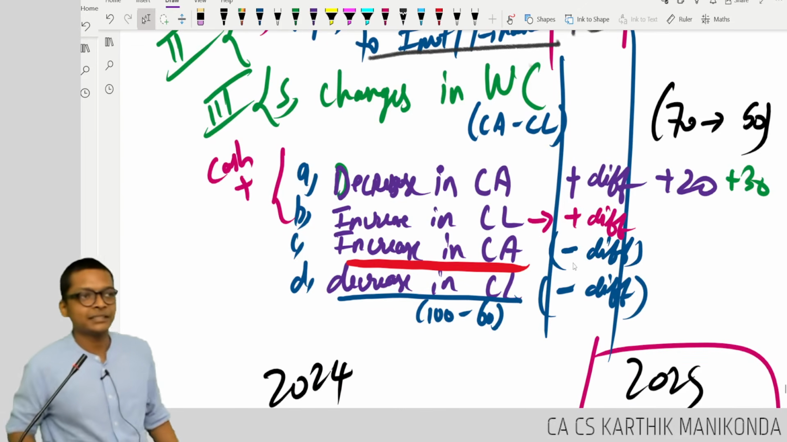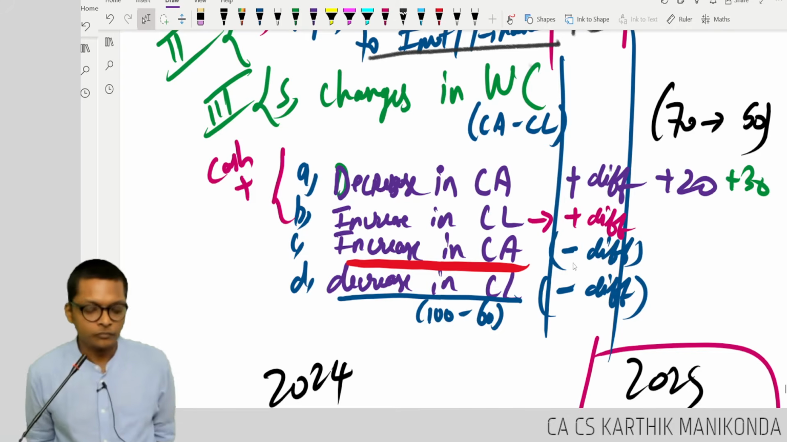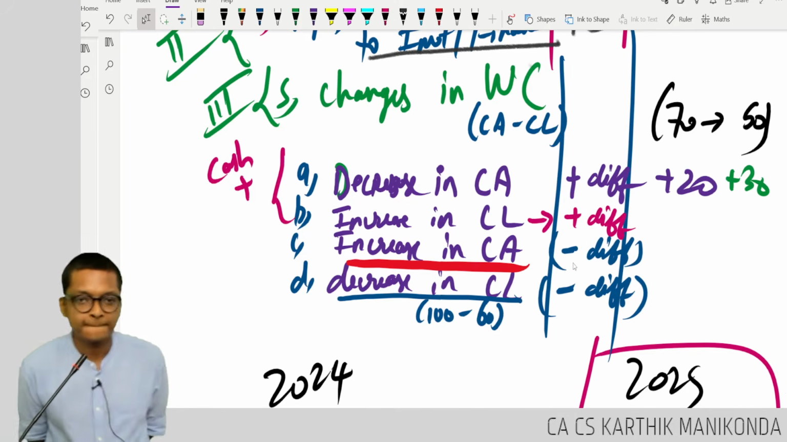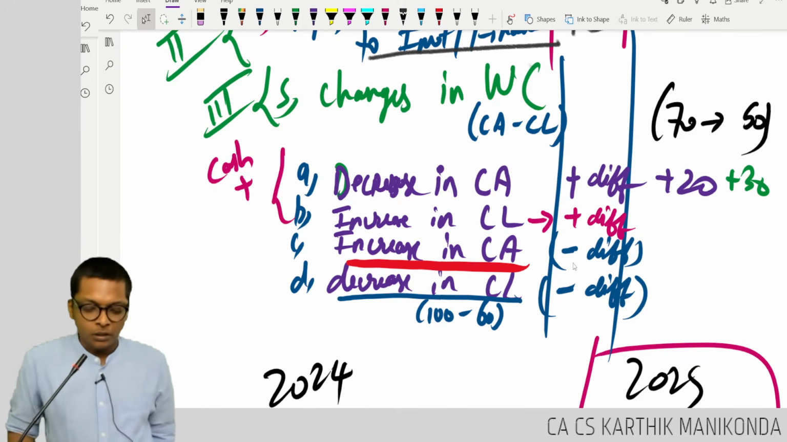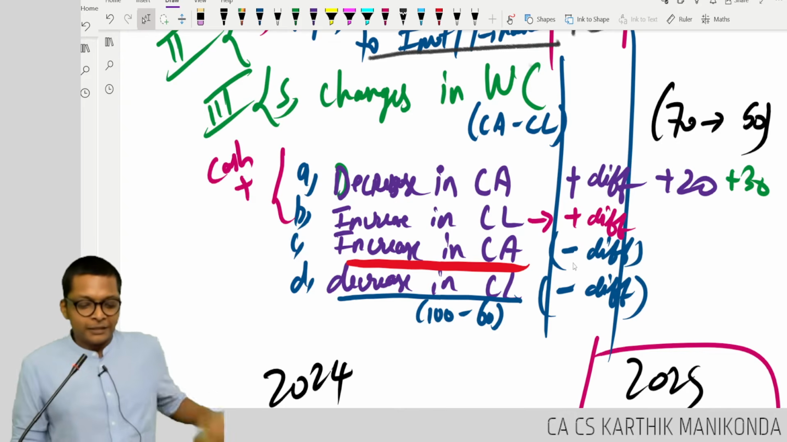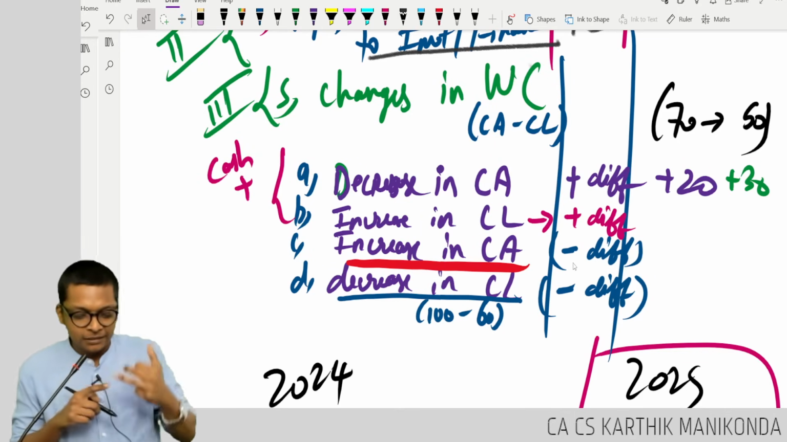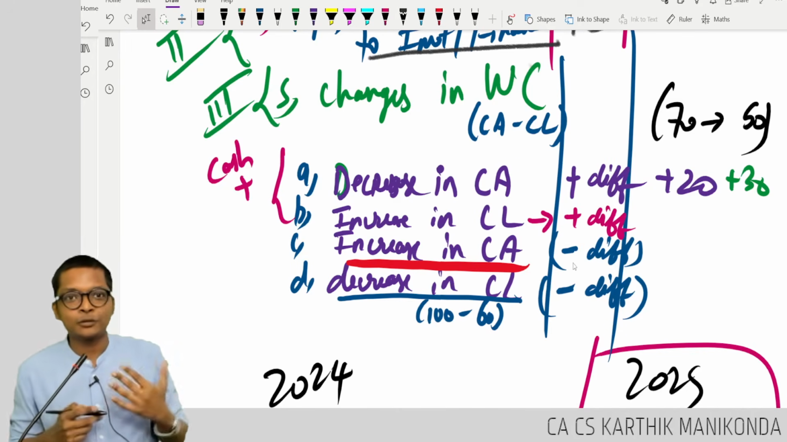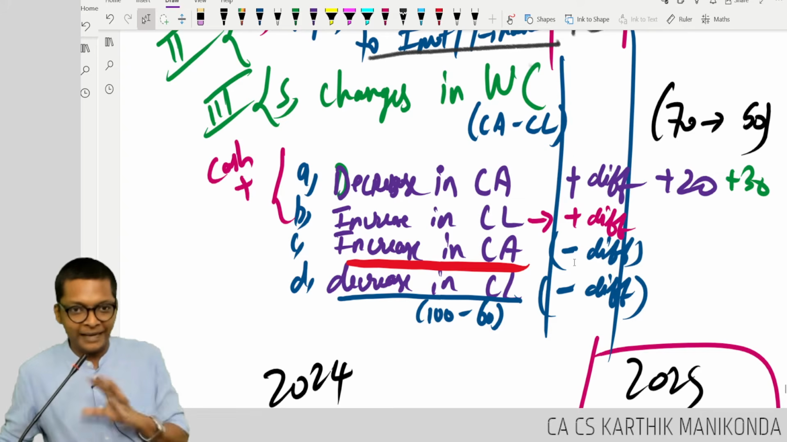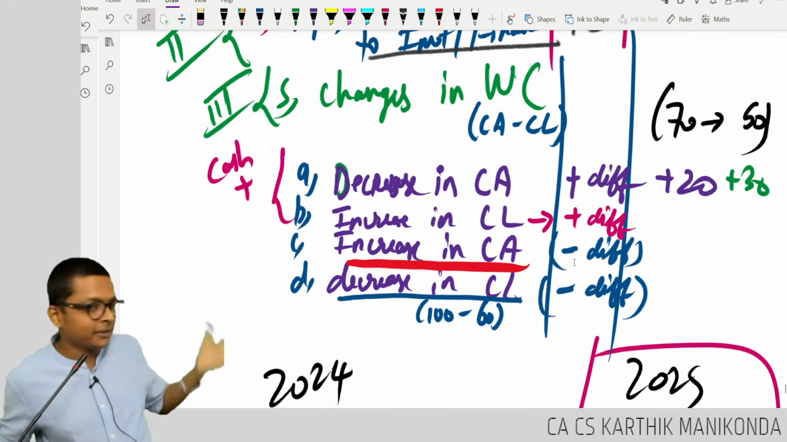Are you following, guys? Understanding? Everybody understanding? Now if you are going to mug up this: decrease in current asset, increase in current liability, increase in current asset, decrease in current liability, you will forget it. I don't mug up, I remember the logic.